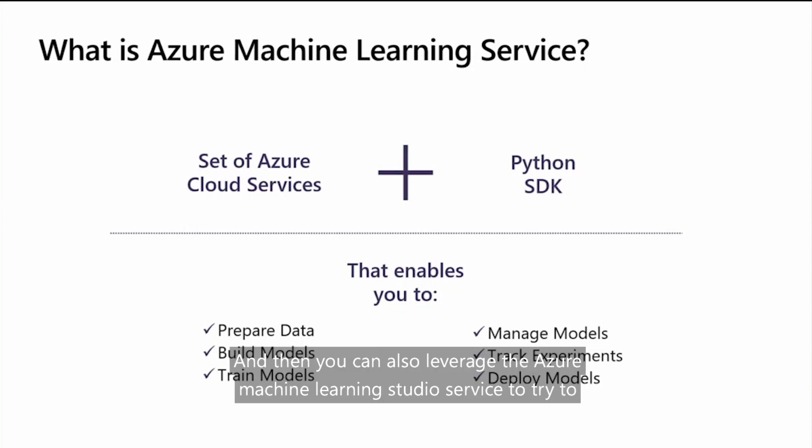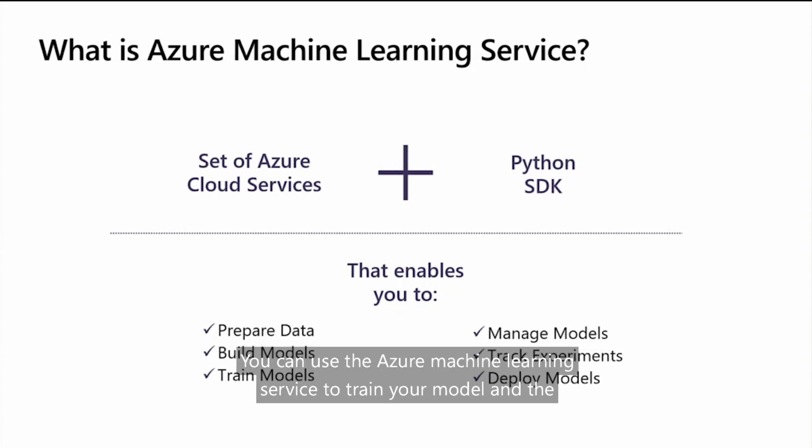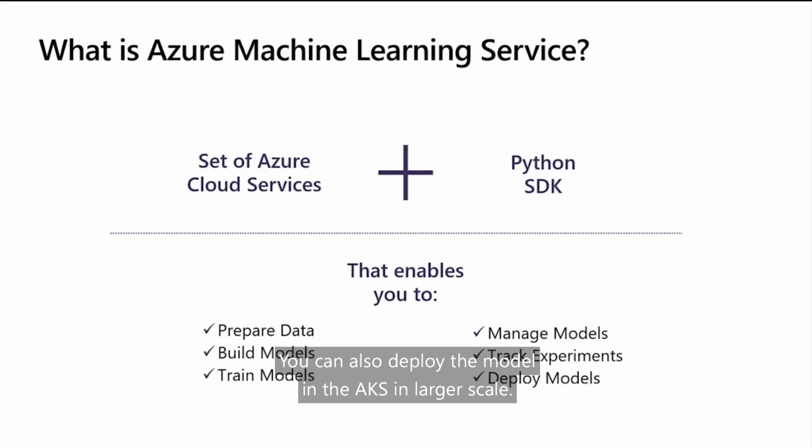And you can also leverage the Azure Machine Learning service to deploy the models to a target service. For example, a container instance: you can use the Azure Machine Learning service to train your model and package it as a container, and then use a very minimal Azure Container Instance to serve your model, maybe as an API, maybe as a website. You can also deploy the model in AKS at larger scale.